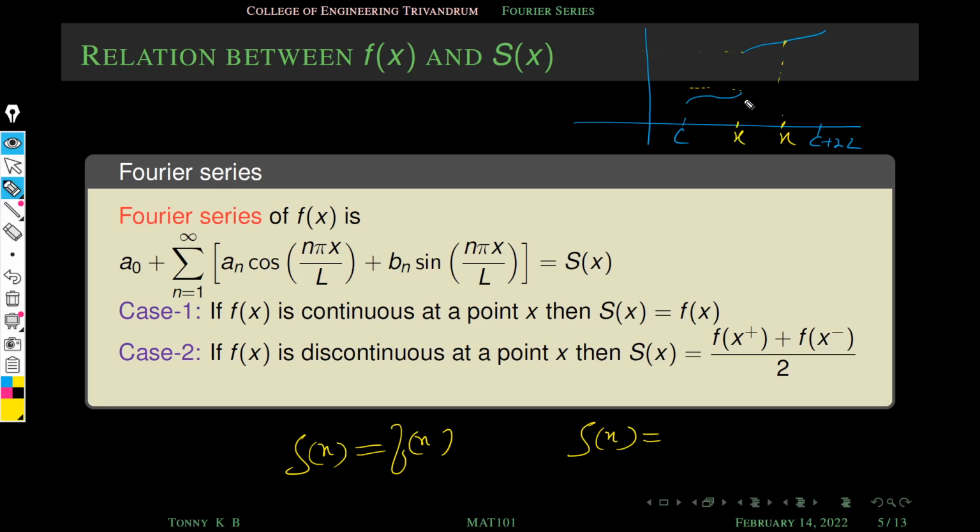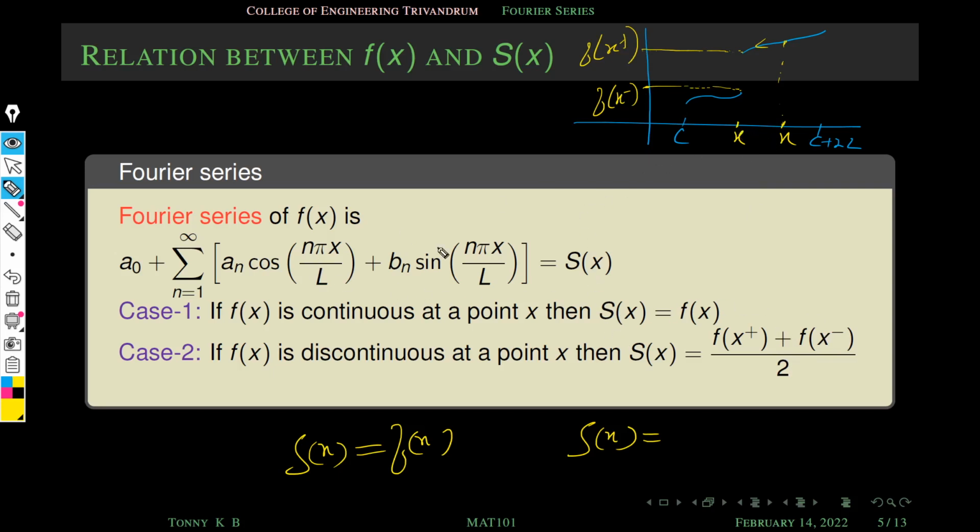In this example, what is the left hand limit? The left hand limit means this value. This is actually f of x minus, right? And similarly, what is the right hand limit at x? Here the right hand limit means this height. So you find f of x plus and f of x minus and take the average. That is the value of the Fourier series at this point.